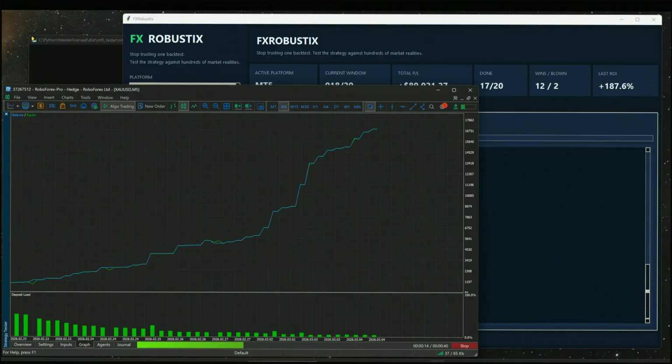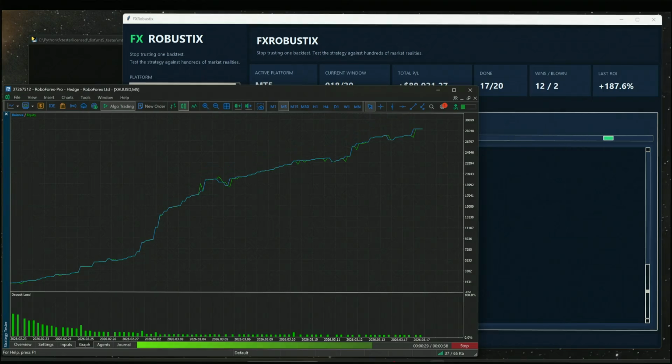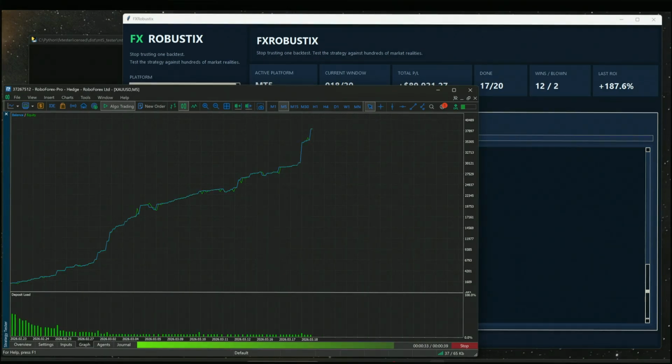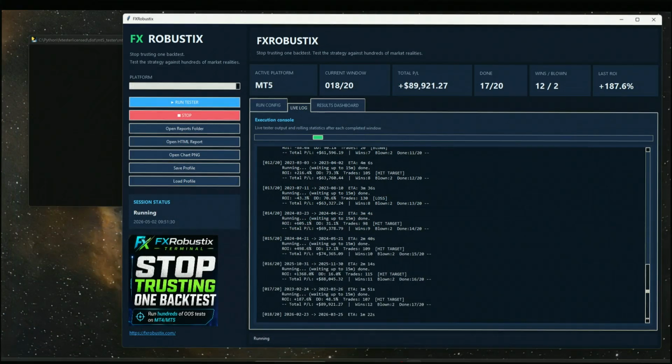Out of 20 tests, this robot hit the target 15 times. It finished profitable in 16 out of 20 windows. Only 2 accounts were blown. And the total combined profit across all windows was over $193,000 profit. The average ROI was almost plus 968%. The best single window reached plus 6,150% ROI. That means one test window alone turned around $1,000 into over $61,000.